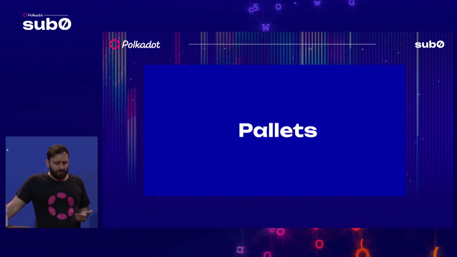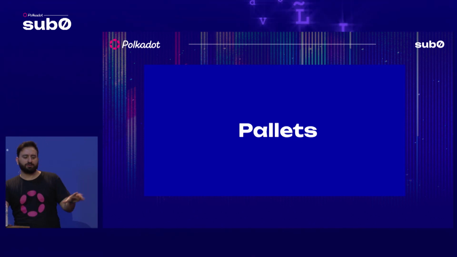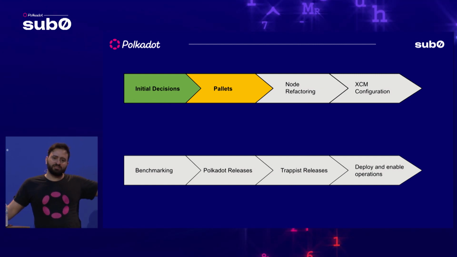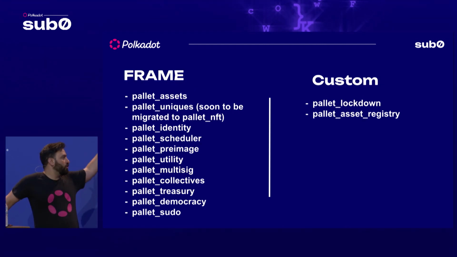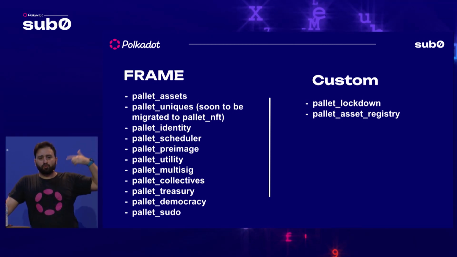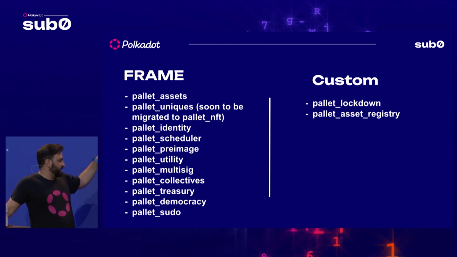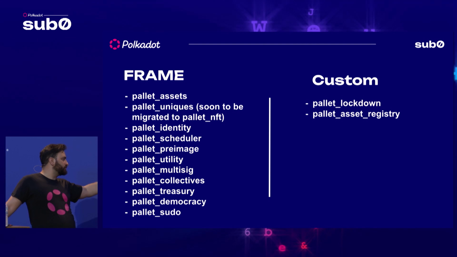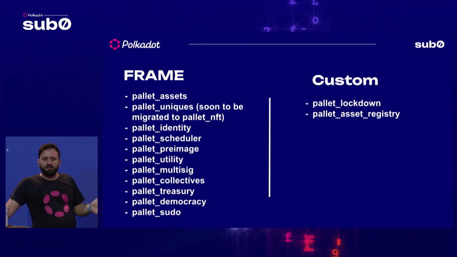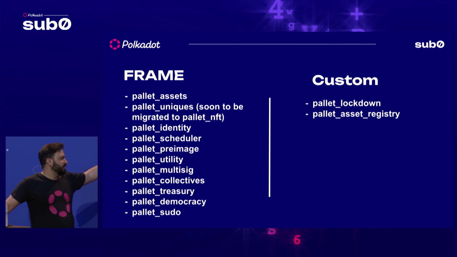What about the pallets, right? Which pallets did we say we are going to put in our runtime? Coming from the initial decisions, the next decisions we took were about pallets. And these are all the pallets we have: the assets, the uniques, which soon we are going to migrate to the new NFT pallet, collectives, treasury. They are kind of known, right? If you are developing in Polkadot or Frame, you kind of know them.